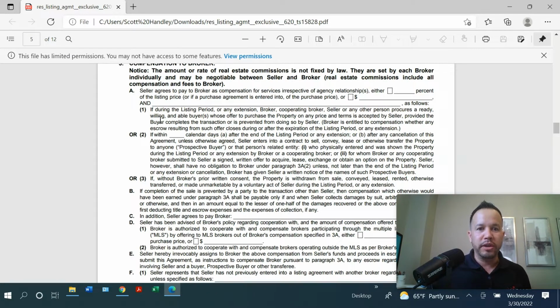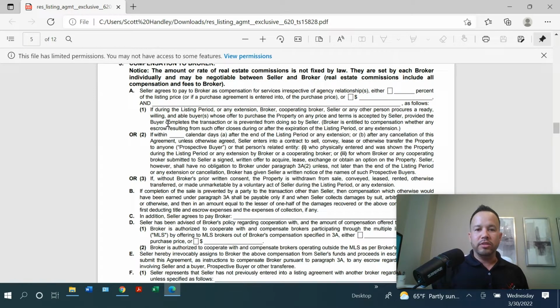3.1 here, if during the listing period or any extension, broker, cooperating broker, seller, or any other person procures a ready, willing, and able buyer whose offer to purchase the property at any price and terms is accepted by seller, provided the buyer completes the transaction or is prevented from doing so by seller, broker is entitled to compensation whether any escrow resulting from such offer closes during or after the expiration of the listing period or any extension.